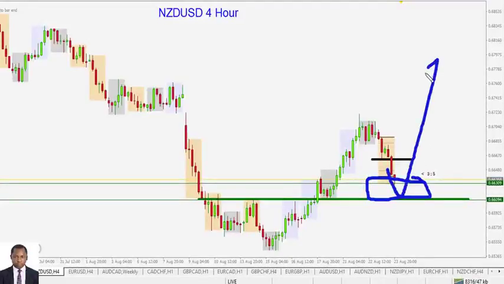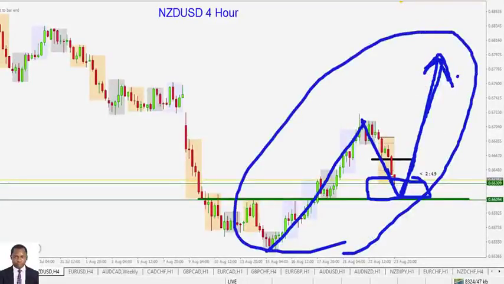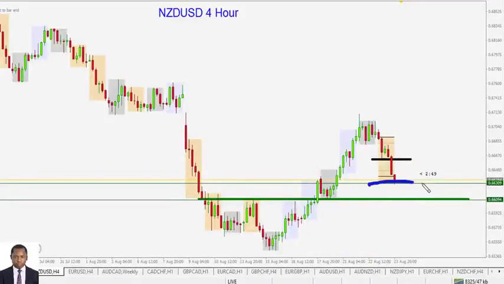Price is likely to move back up, and if it does, we'll be having a new trend formation where we have that overall swing to the upside, coming back down to resume another swing to the upside. That's how trends are usually formed. So let's see what's going to happen around this area for tomorrow.